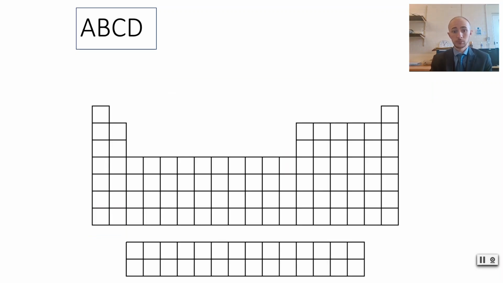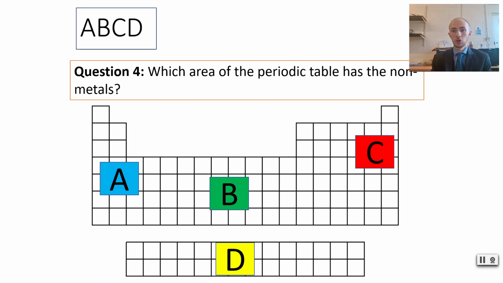Question 4. Which area of the periodic table has non-metals? Well, maybe this is a bit more difficult. Where are the non-metals here? Could be more than one. It could be B and C. It could be D and C.